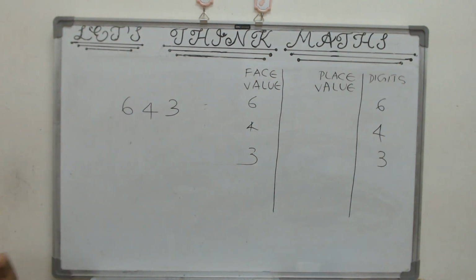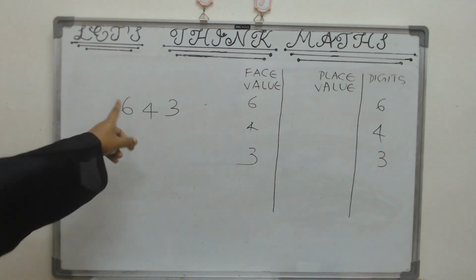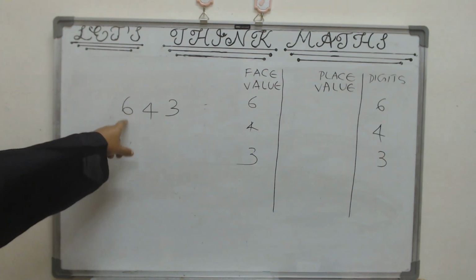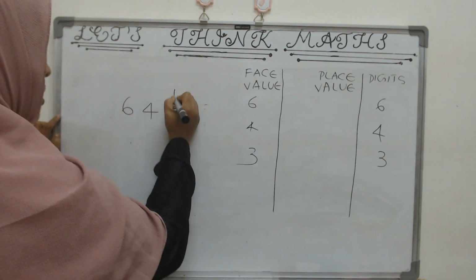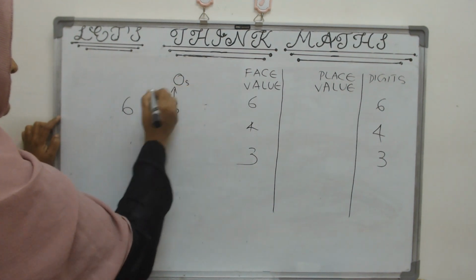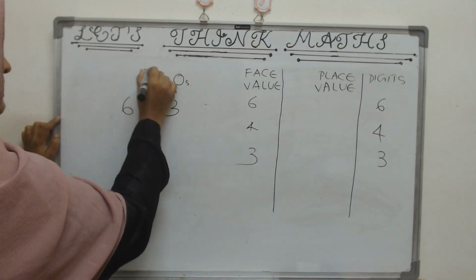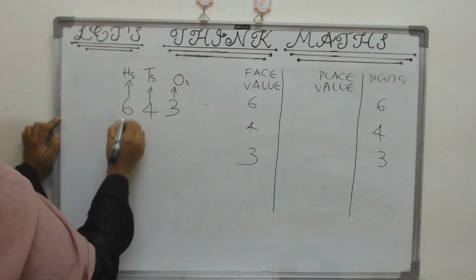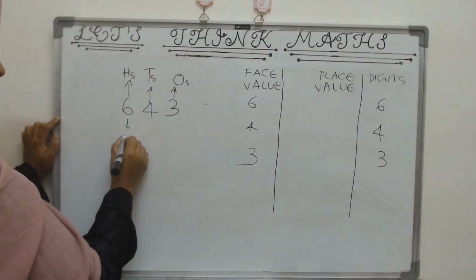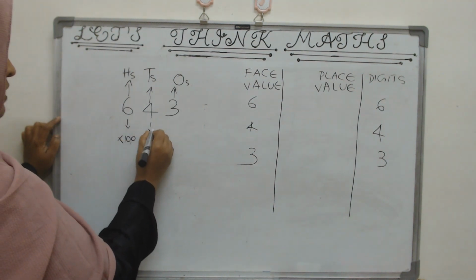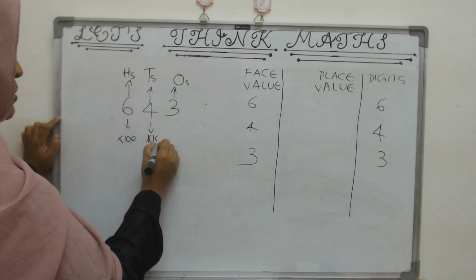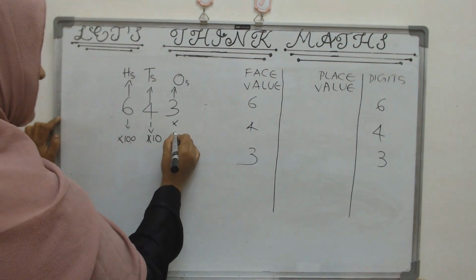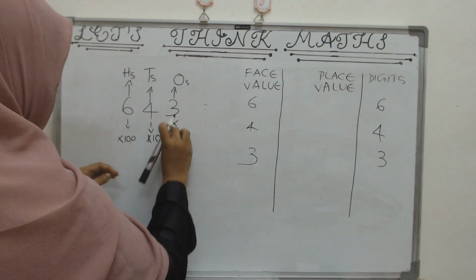But then what is their place in the number? What is the place of this digit in the number? This is called the ones place. This is called the tens place. And this is called the hundreds place. That means whatever comes here is multiplied into 100. Whatever comes here is multiplied into 10. Whatever comes here is multiplied into 1.